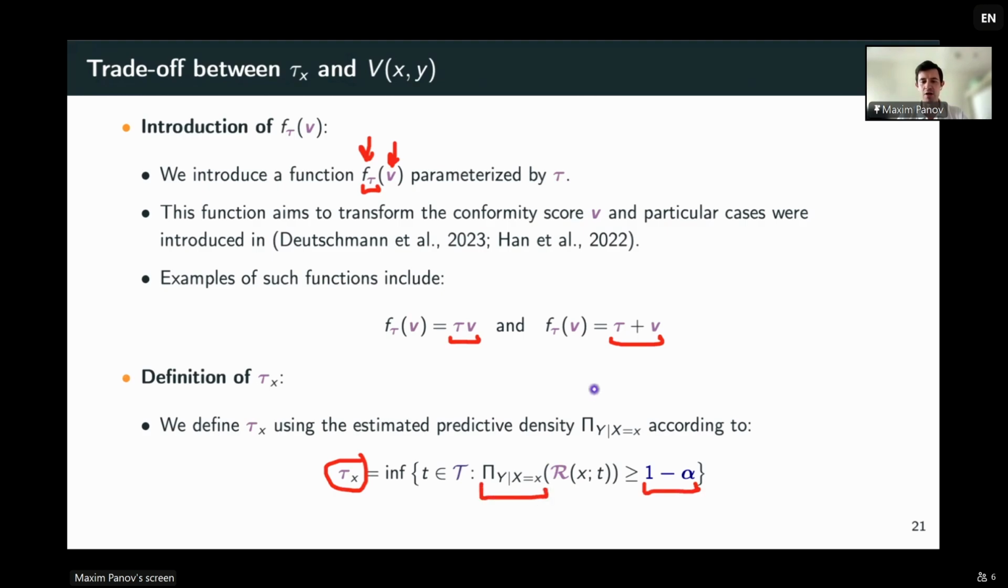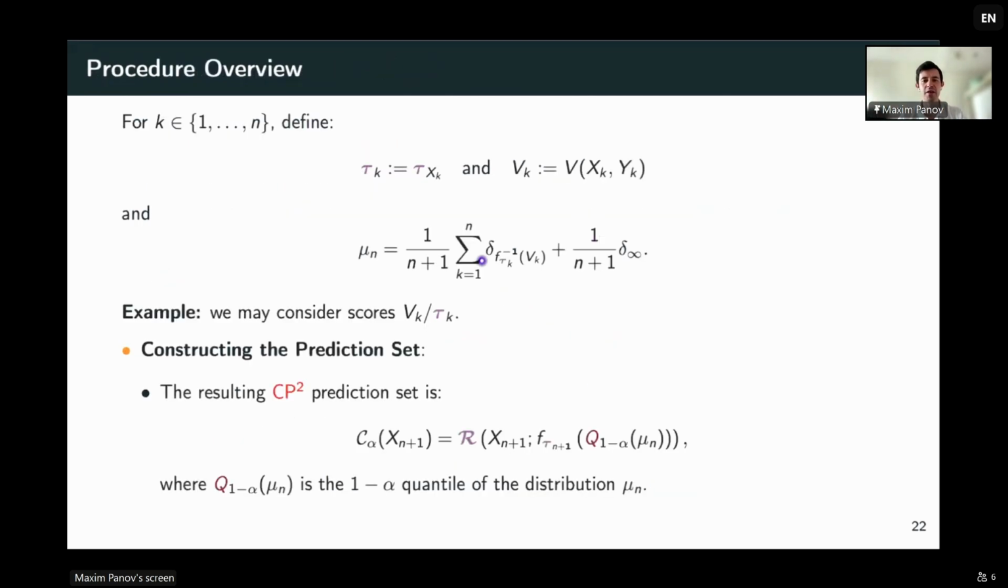So that's tau, which ignores any conformalization, which just uses the approximation. Then we will construct transform scores. We will transform v_k with function f, taking the particular tau. So the tau you can compute for every point, having tau as a parameter.